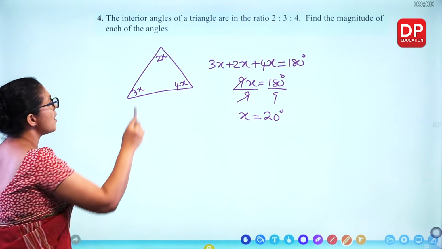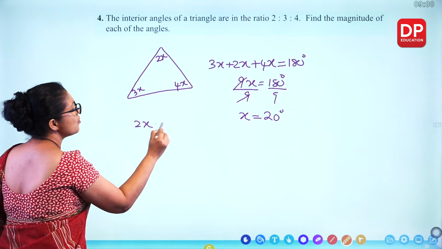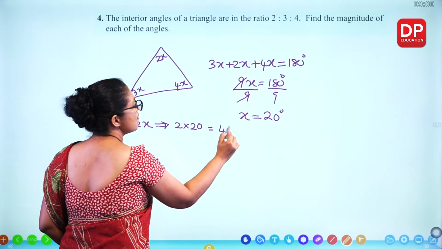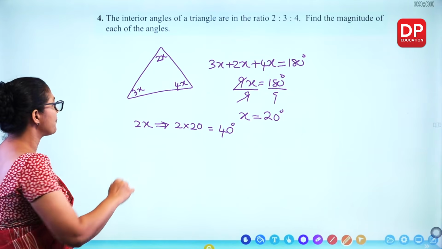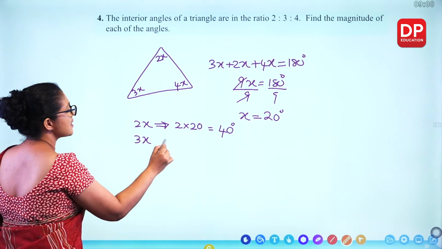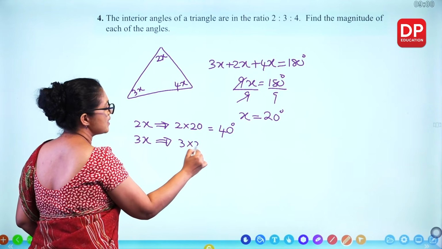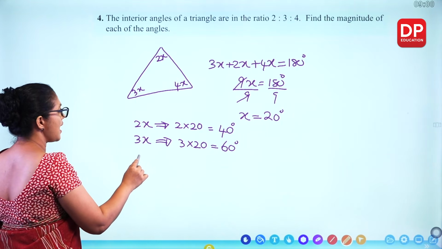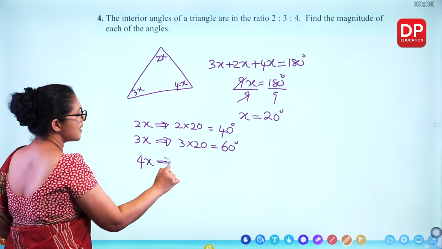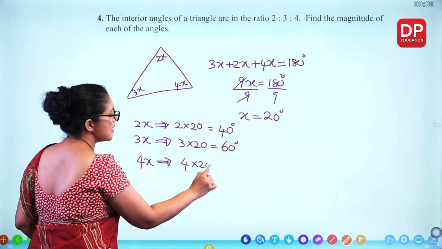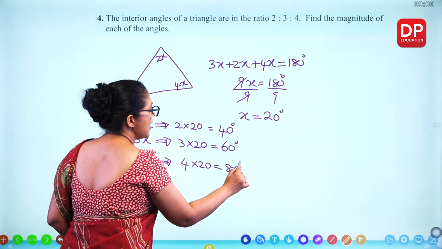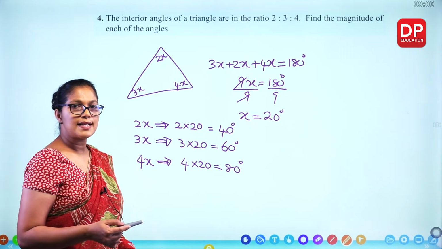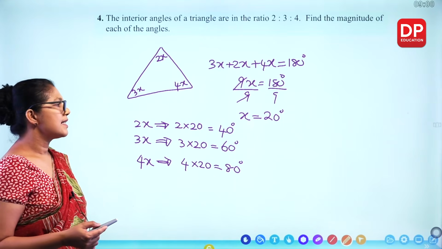Now they want these angles. So what's the first one? 2x. So 2x means 2 times 20. So one angle is 40. The other angle is 3x. That means 3 times 20, so 60 degrees. The third angle is 4x, which becomes 4 times 20, that is 80 degrees. So here in this triangle, one is 40, the other one is 60, and the third one is 80 degrees.